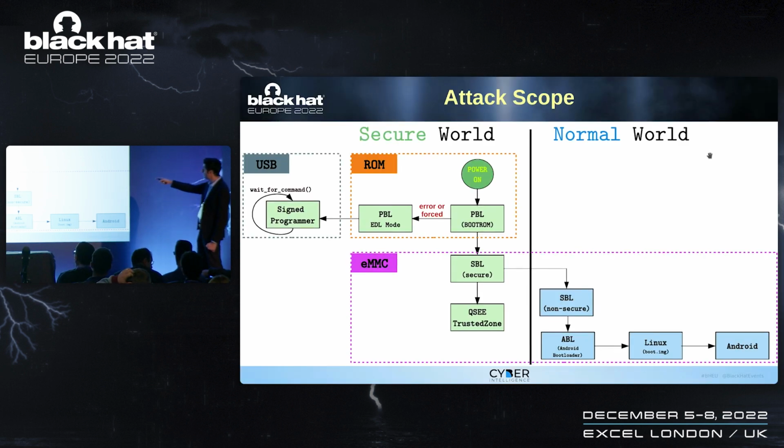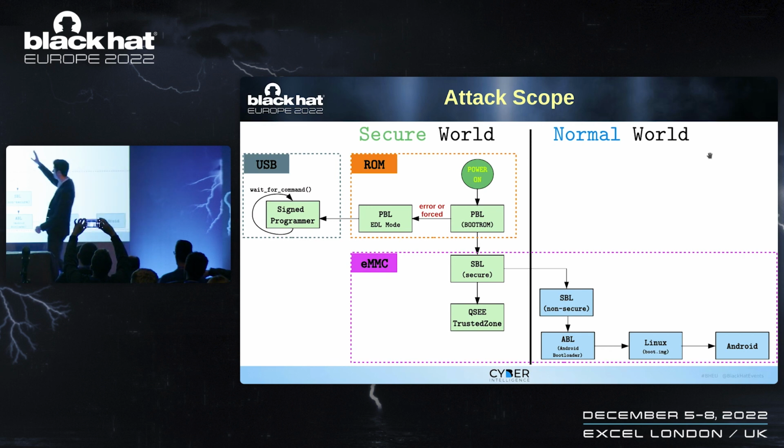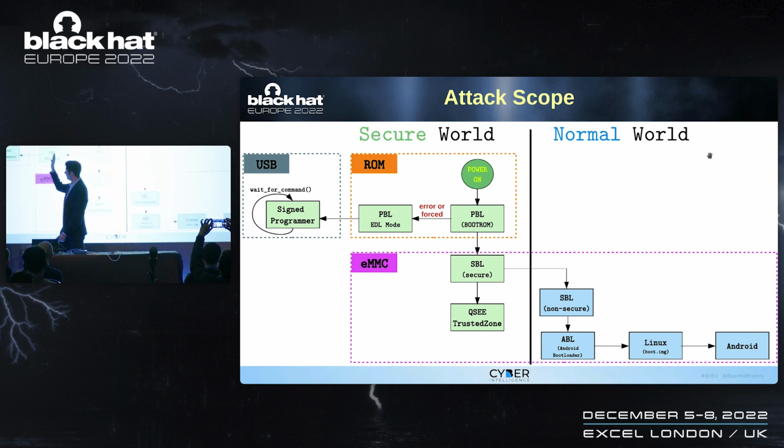So remember, when we are in EDL mode, the next step is that through USB you can send a programmer, right? But this programmer must be signed by Qualcomm, right? And from that point, it is like a loop waiting for commands. So you can actually talk to this programmer you have just sent via USB. That's the main idea, right? So: power on, force an error, send a programmer, wait for commands.